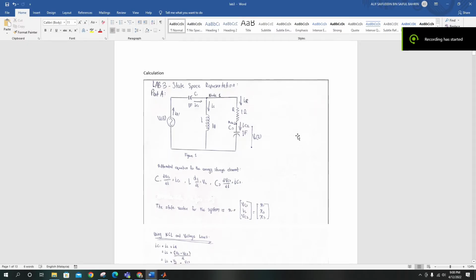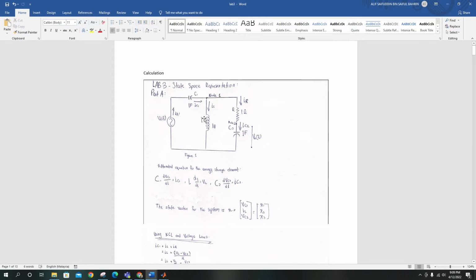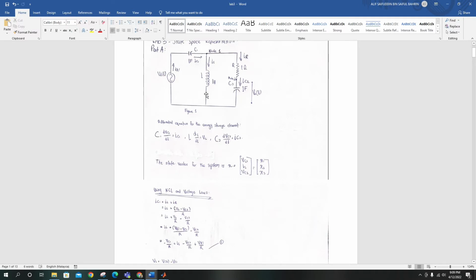For figure part A, we have three state space representations. I've used two main equations: C1 dVC1 over dt equals IC1, L dIL over dt equals VL, and C2 dVC2 over dt equals IC2. We have assumed that the capacitors and inductor equal 1. For this circuit, we're using nodal analysis.